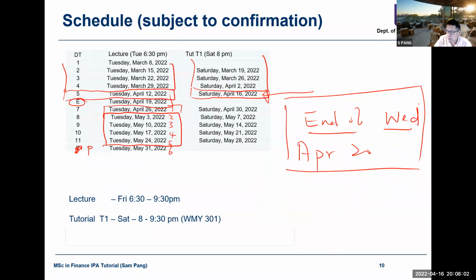So that's the calendar. One more thing to remind you. We are meeting today, April 16. We don't meet next Saturday, so I give you a break. The next time we meet is supposed to be 2 weeks from now, Saturday, April 30th. It is very likely that I cannot make it that night.